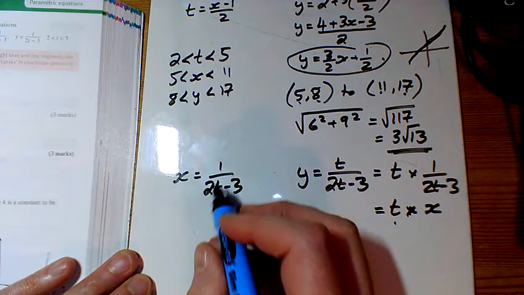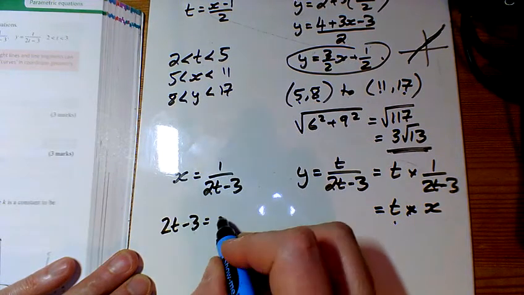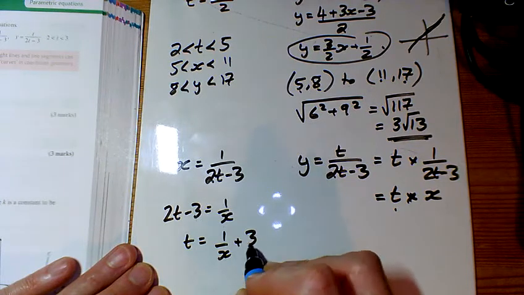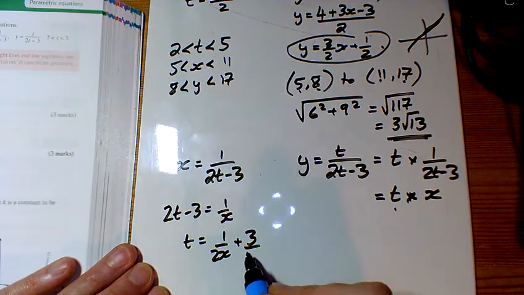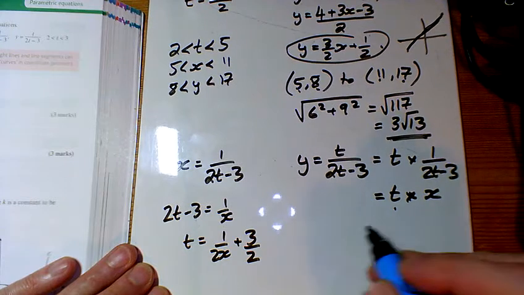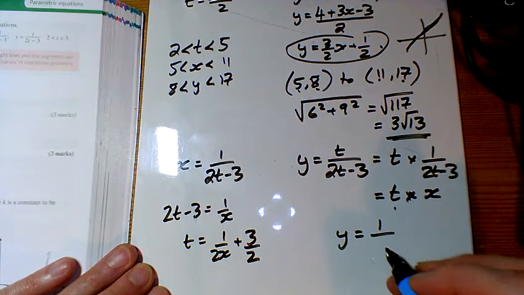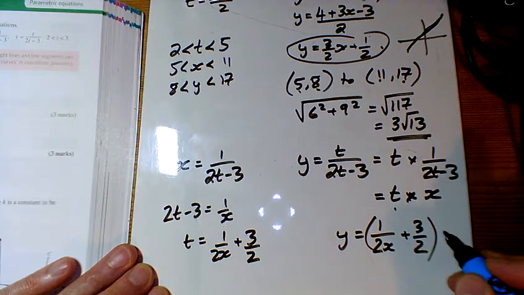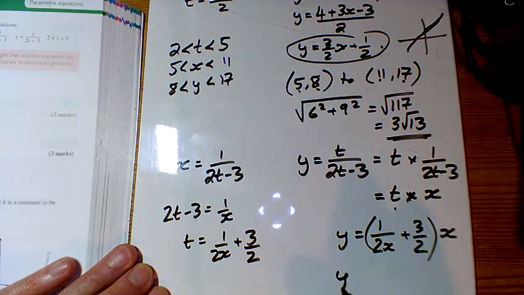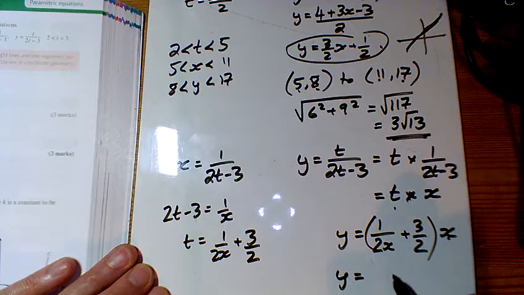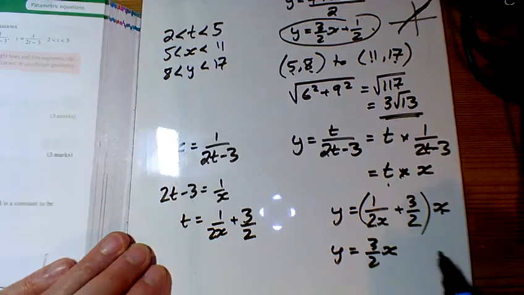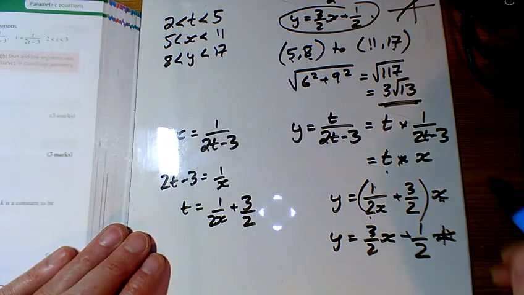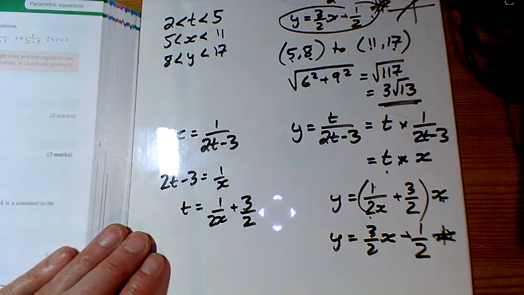So if I flip them both, and then I'm going to add the 3 and divide by 2. So I've got that. So what have I got? I've got y equals that times by x. And this will tidy up. See, look, x times 3 over 2 gives 3 over 2x. And x times 1 over 2x makes a half. And that is exactly the same as we had up there originally.